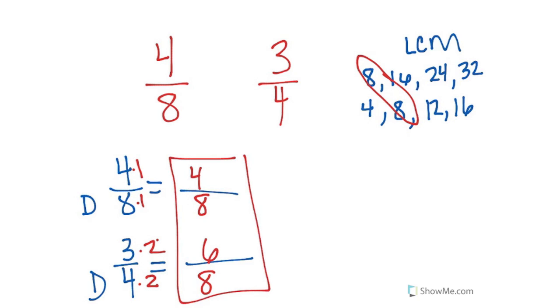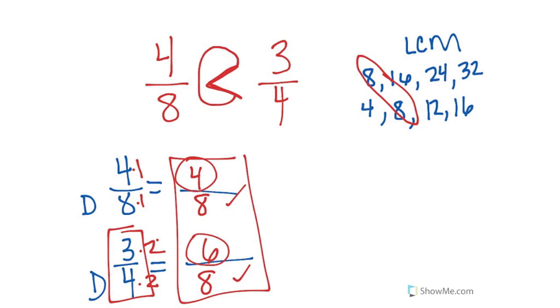Now, look how easy it is, guys. Our denominators are the same. Check, check. Now let's look at our numerators. Which numerator is larger, the 4 or the 6? Obviously the 6. So that makes 3/4 larger. Okay, so 4/8 is less than 3/4. If you want to draw your little Pac-Man, go ahead and do so. All right.